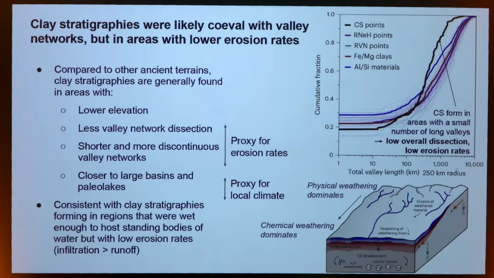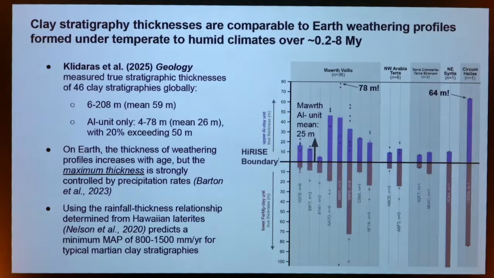Basically, in the cartoon at bottom right, you can see we have this sort of upland terrain where there's lots of dissection and lots of erosion. You get down into the more flatlands, that's where we would expect to find chemical weathering outpacing physical weathering because the erosion rate's fairly low. And that's because we have infiltration beating out runoff in that case. So that's looking at the kind of global climate connection.